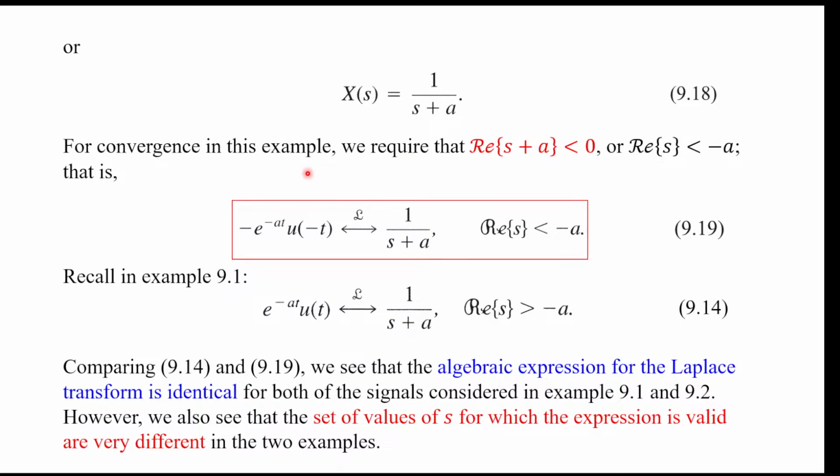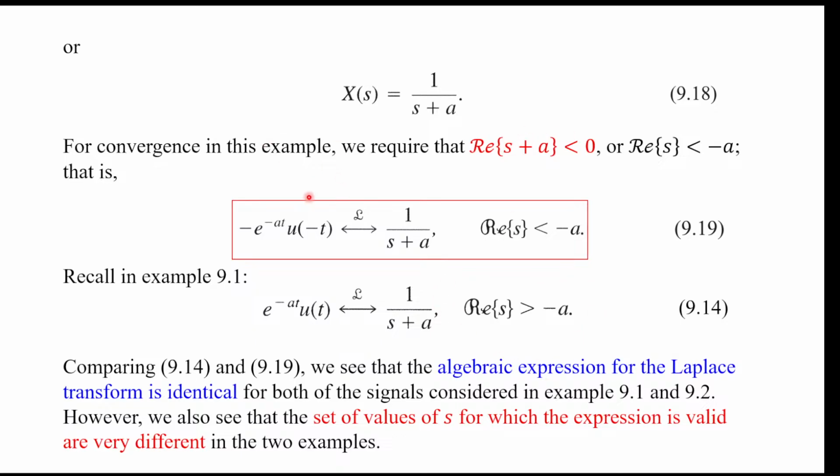And so we see that this weird function, minus e to the minus at u of minus t, will Laplace transform to 1 over s plus a, and it only converges when the real part of s is less than minus a. Okay? And now something very weird happens. We think back to our example 9.1. We see that example 9.1, e to the minus at u of t, will also Laplace transform to 1 over s plus a, but with the region of convergence being real part of s greater than minus a.